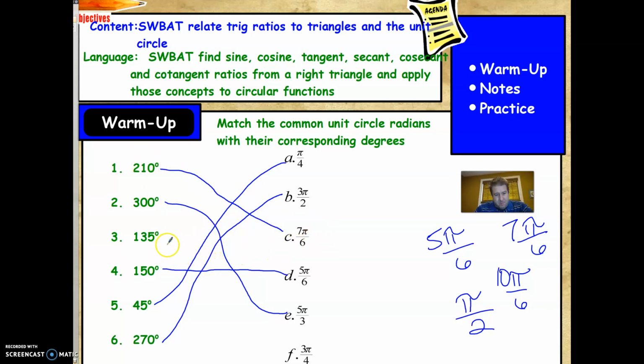And just by process of elimination, 135 has to be 3/4 pi. The trick there would be 45, 45, 45. It's 3 sets of 45s. Every 45 degrees is pi over 4, and 3 times pi over 4 is 3 pi over 4.